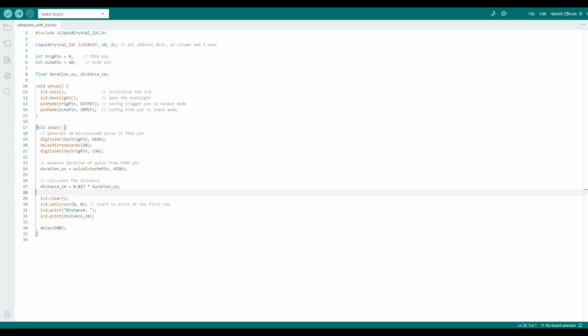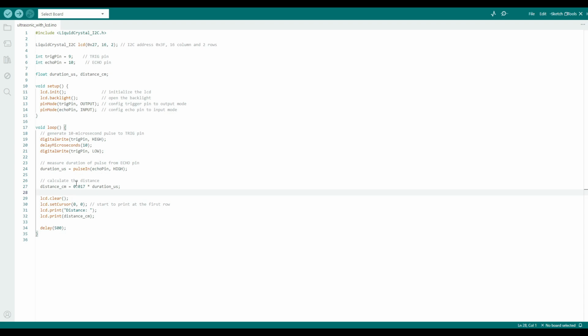We're going to put a loop. Here it will generate a 10 microsecond pulse on the trigger pin: set it high, delay, and then low. Here we measure the duration of the echo pin. The duration in microseconds equals pulseIn of the echo pin when it is high.